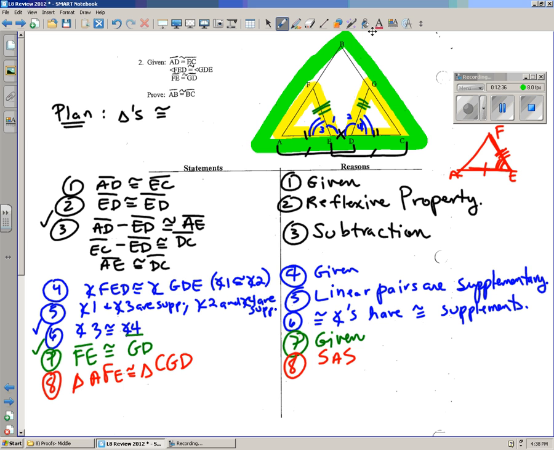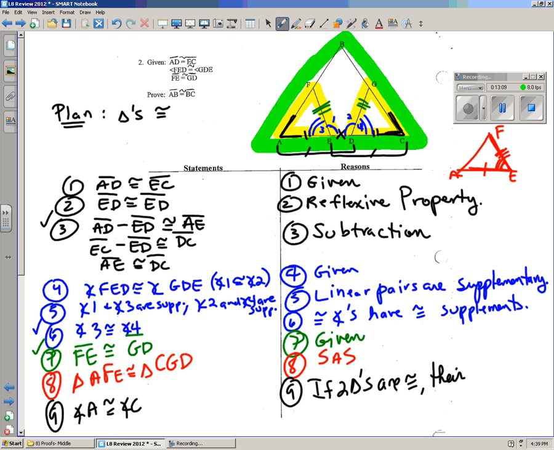So now the question remains is, well, how can we explain, using the yellow triangles, that the big green one is isosceles? And the answer is, well, we have angles that are common. So angle A and angle C are corresponding parts of those yellow triangles, which we just proved congruent. So now our step 9 is, angle A is congruent to angle C because if two triangles are congruent, their corresponding angles are congruent.